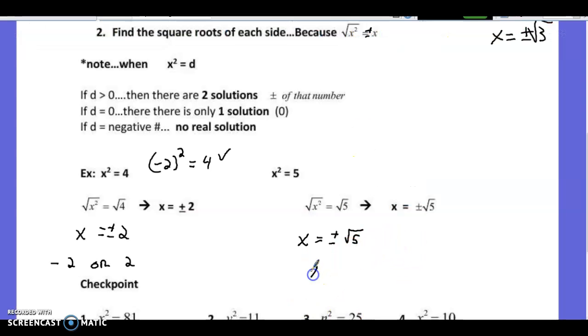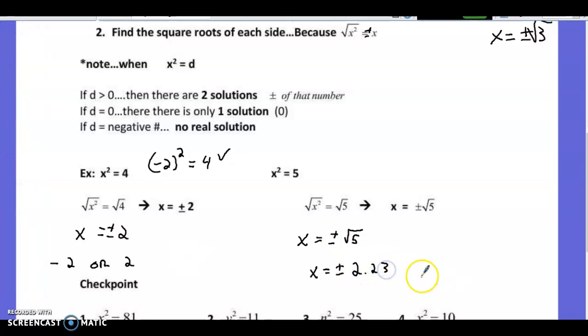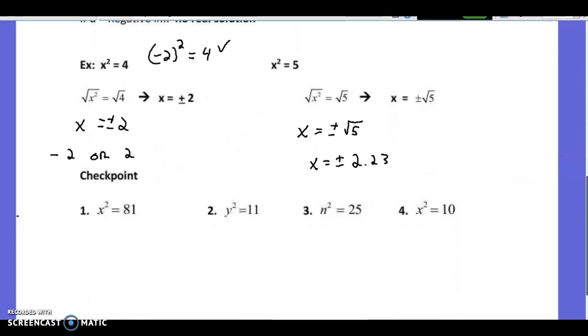So this could also be x equals plus or minus square root of 5, oops, sorry, plus or minus 2.23. And we're just going to round. So go ahead and try these.